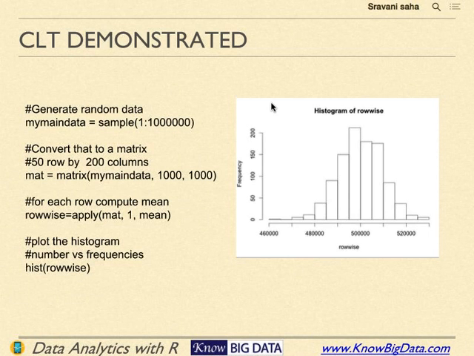Hist does the histogram plotting, meaning the frequency against the actual number. How many times an actual number has occurred will be on the y-axis, and the actual number will be on the x-axis. So it basically shows those samples whose mean is how much? 500,000 will be the maximum. So the maximum samples, whose average is 500,000, are the most.